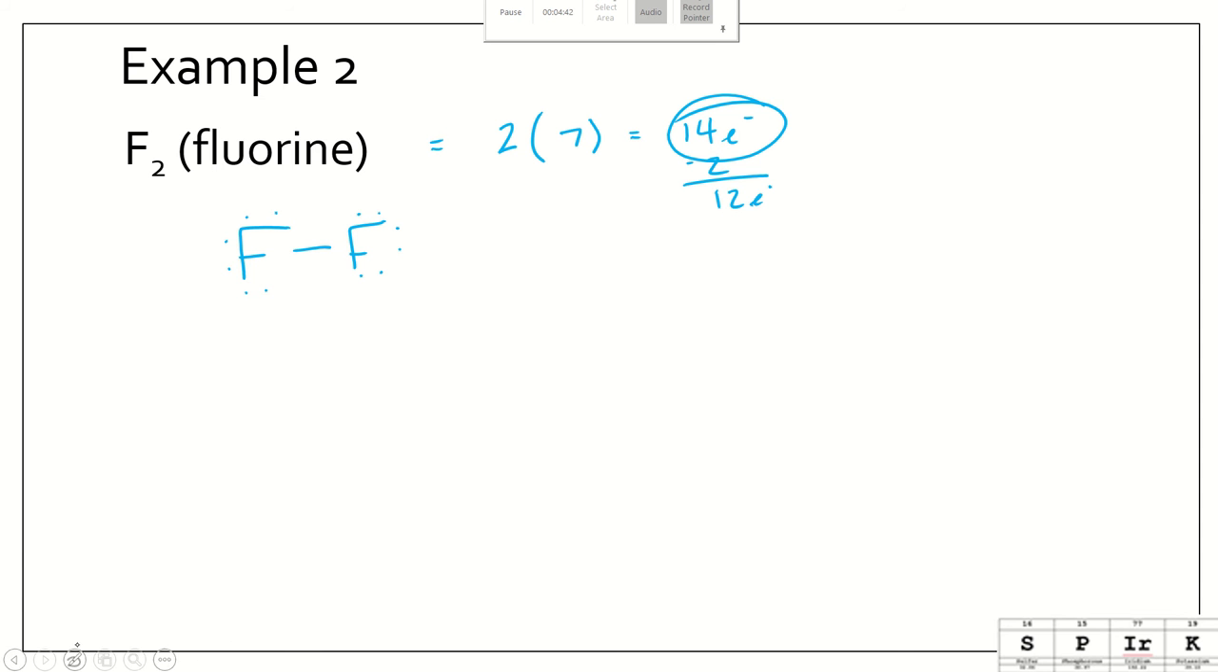Now let's check that octet. We have 1, 2, 3, 4, 5, 6, 7, 8 electrons around that fluorine. And we go to this fluorine. 1, 2, 3, 4, 5, 6, 7, 8. He has 8 as well. Remember that they share these electrons here because this is a covalent bond, and covalent bonds are made by sharing electrons.